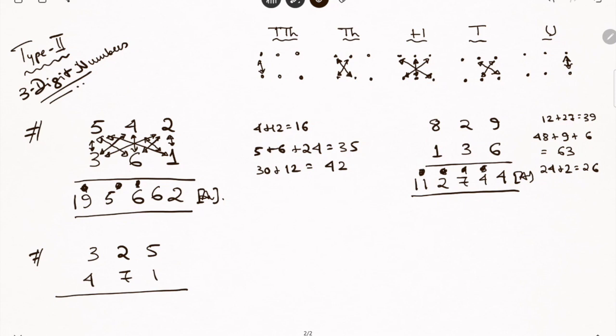325471. So first case, 5 into 1 will be 5. In the second step, we cross multiply, that is 2 into 1, 2, plus 7 into 5, 35, which gives us 37, and we carry 3. Third step, we'll cross multiply 3 and 1, plus 4 into 5, plus 2 into 7.